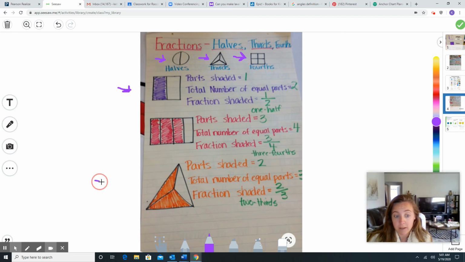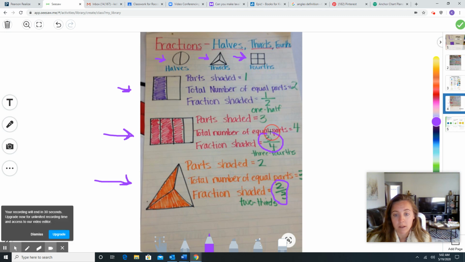Let's take this triangle down here for a second. Two out of the three equal parts are shaded, so you would have 2/3 of the shape shaded in. This one is in fourths. 3 out of the 4 equal parts are shaded, so we would say 3/4 of the shape is shaded.